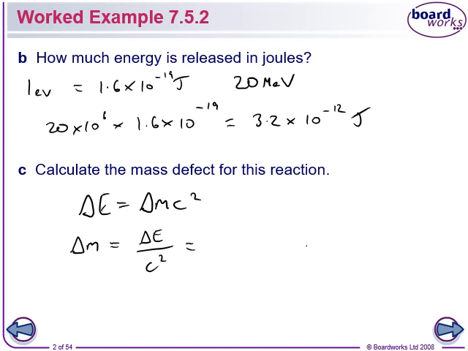You should already be able to tell this is going to be a very, very small number. So our change in energy is the amount of energy released, 3.2 times 10 to the negative 12, over our speed of light squared.